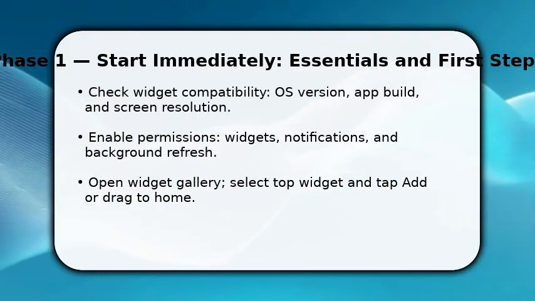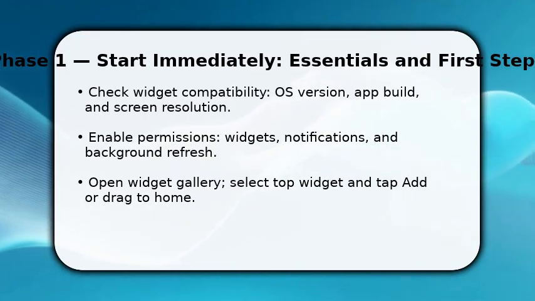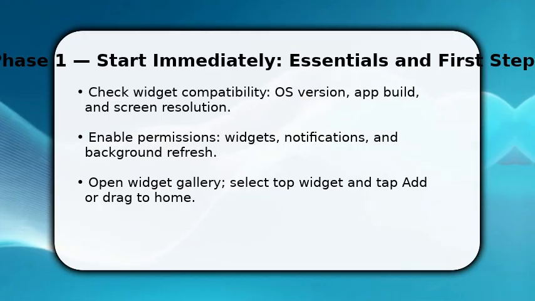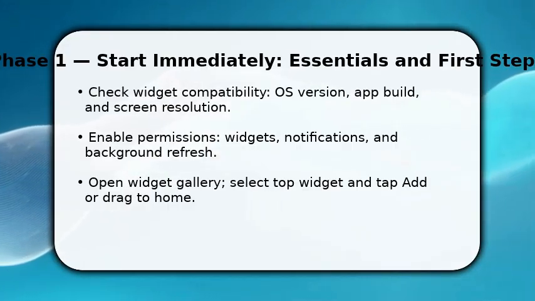You start by confirming the essentials. Your device meets compatibility and permissions are enabled because widgets need access to data and refresh. Once done, open the widget gallery and locate the top widget. This is the first actionable step. Add it to the home screen by tapping Add or dragging it into place.